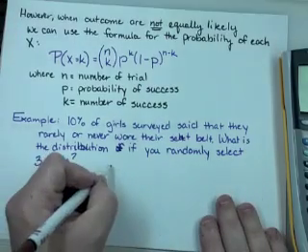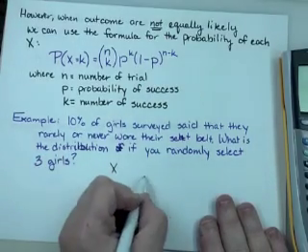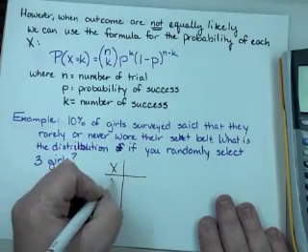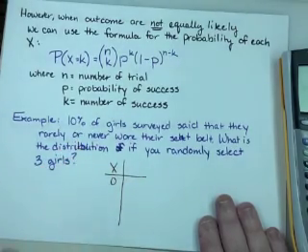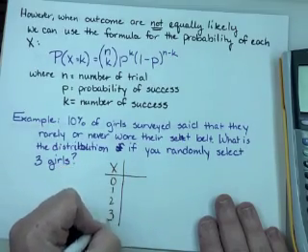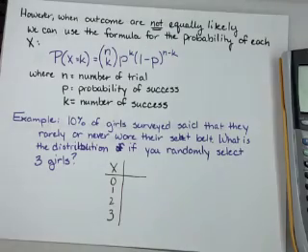So here we have x is the number of no's, and nobody could say no, or 1 person, 2 people, up to 3 people could say, no, I don't wear my seatbelt, out of 3.